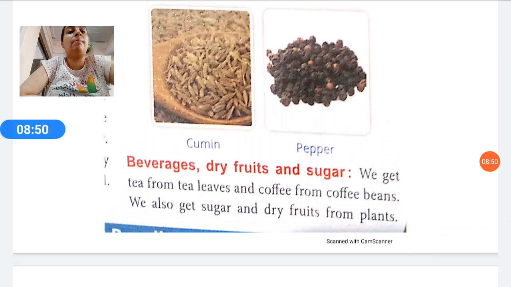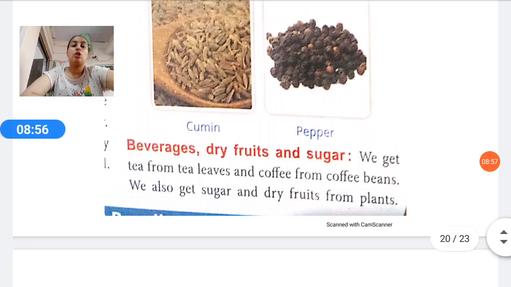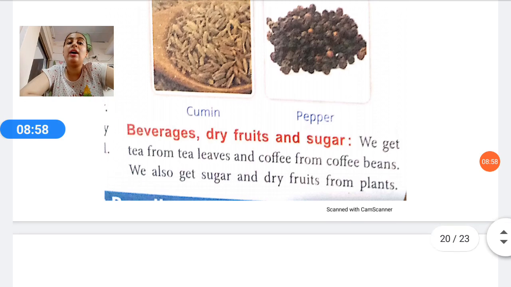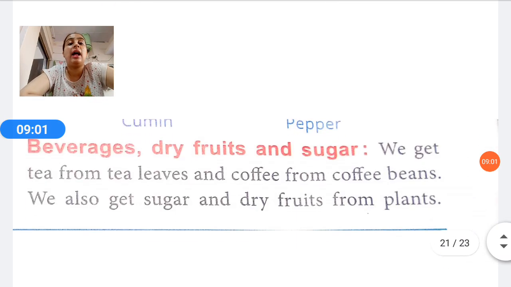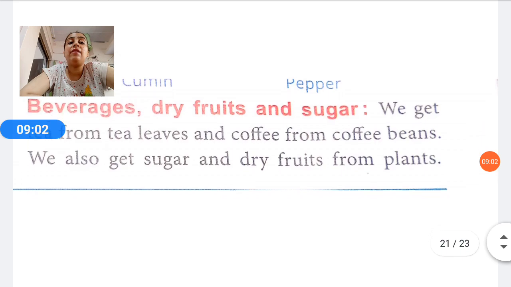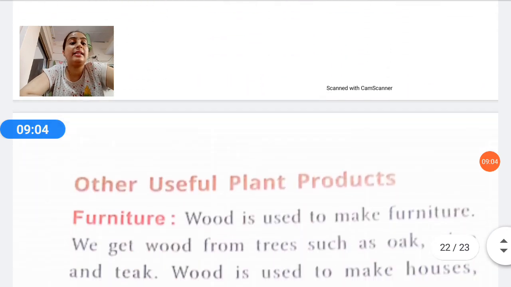Now we come to the beverages, dry fruits and sugar. We get tea from the tea leaves, coffee from the coffee beans. We also get sugar and dry fruits from the plants. This I have already explained.